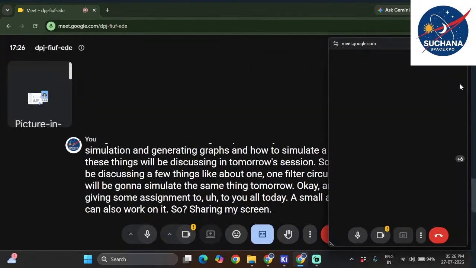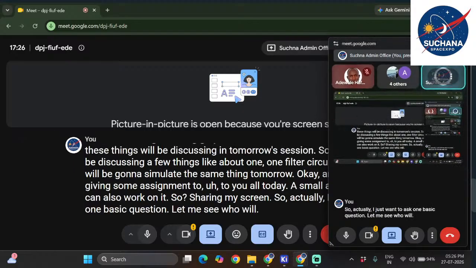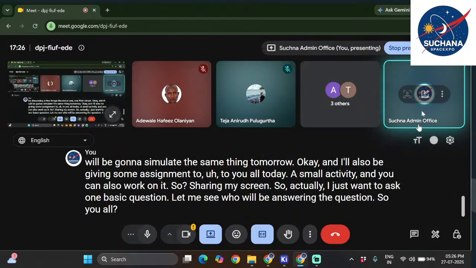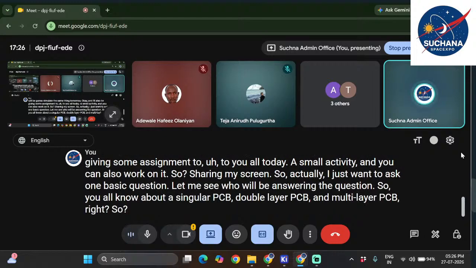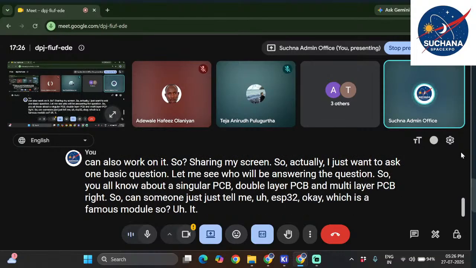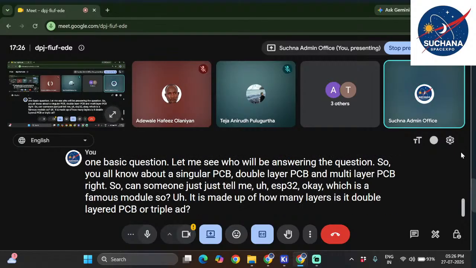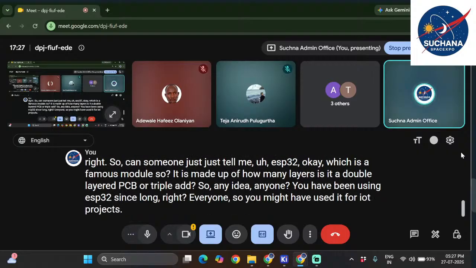I just want to ask one basic question. Let me see who will be answering. You all know about single layer PCB, double layer PCB, and multi-layered PCB, right? Can someone tell me, ESP32, which is a famous module, is made up of how many layers? Is it a double layered PCB or triple layered? Any idea? You have been using ESP32 since long, and you might have used it for IoT projects and lots of things.